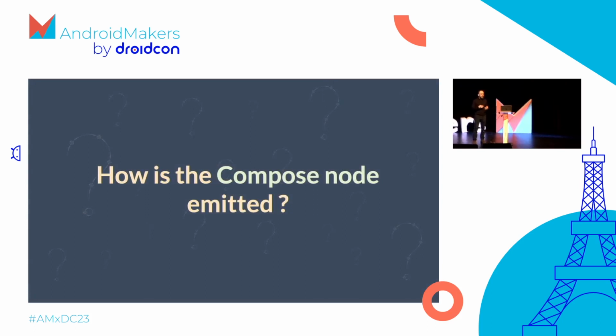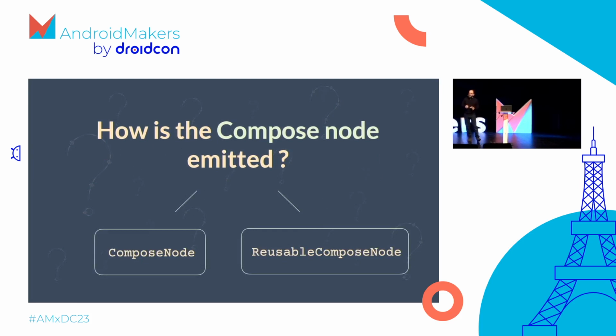But now there's another thing. How is this compose node being emitted, or what do we mean by emitting a compose node? Emitting a compose node basically means creating your own type of node to represent your composable, and giving it to Compose, saying, okay, now I have created my composable for my clients, and this is the representation of my composable in terms of nodes. So you just need to give that in order for Compose to create the compose node tree. In order to emit a node, or let Compose know what type of node you're using, you can use two composable functions. One of them is ComposeNode, and the other one is ReusableComposeNode.